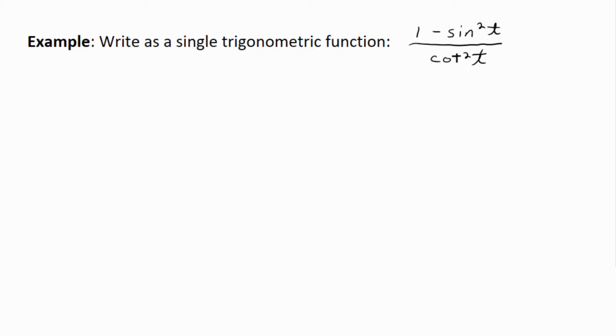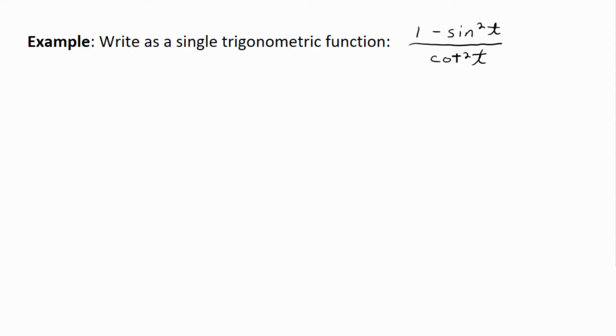So in this example, I want you to write this as a single trigonometric function. 1 minus sine squared of t divided by cotangent squared t. Within this division, we have multiple trig functions, right? We want to somehow write it as a single trig function. If it involves addition, then you might want to find common denominators and add the terms together, like you had to do back in intermediate algebra.